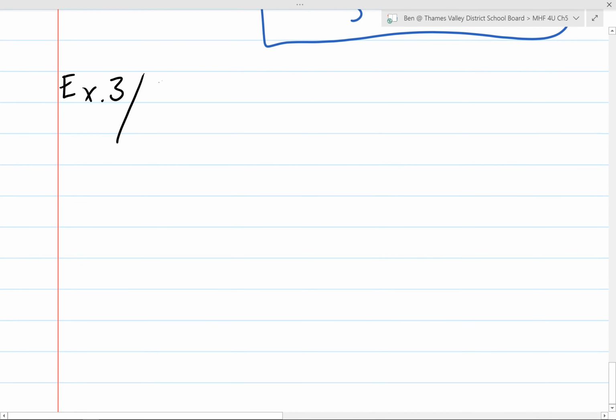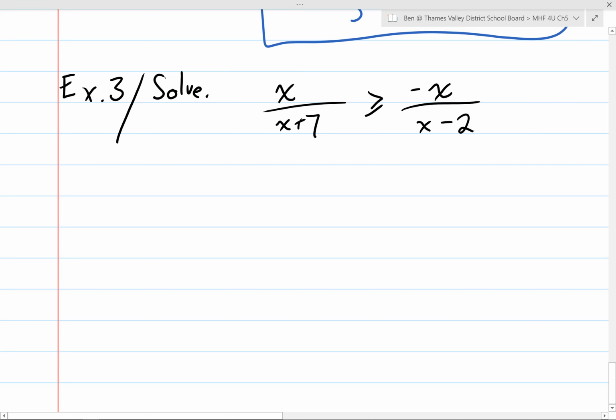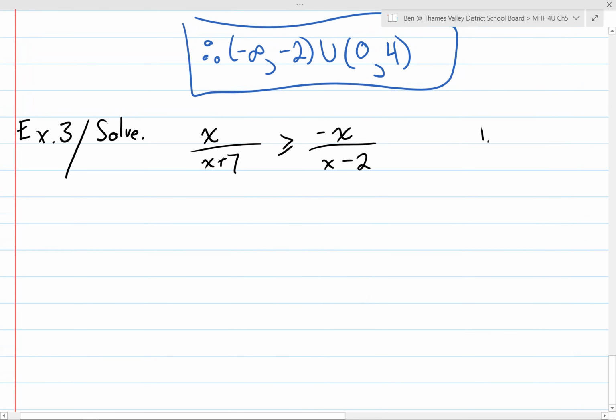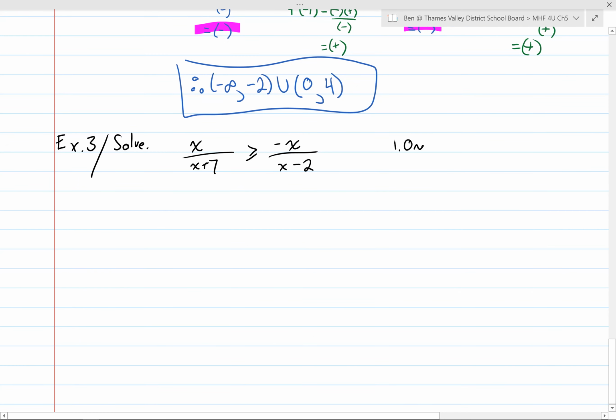And we'll work with solving x divided by x plus 7, trying to find where this is greater than or equal to negative x divided by x minus 2. Okay, so first we rearrange this so that one side is equal to 0. Here it doesn't matter if you're working on the left or if you're working on the right.